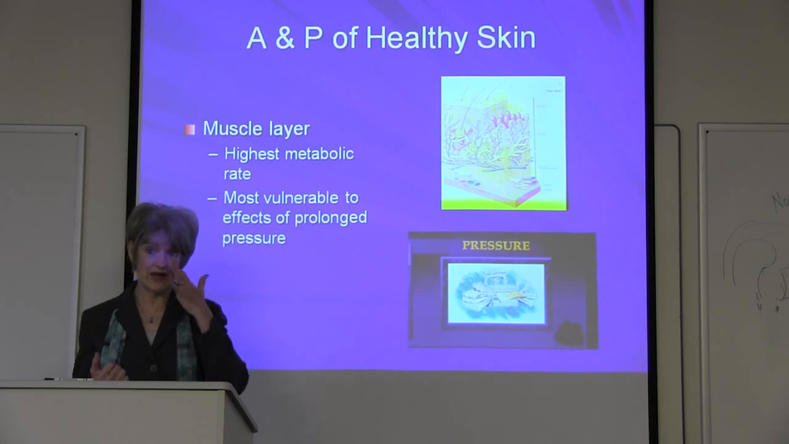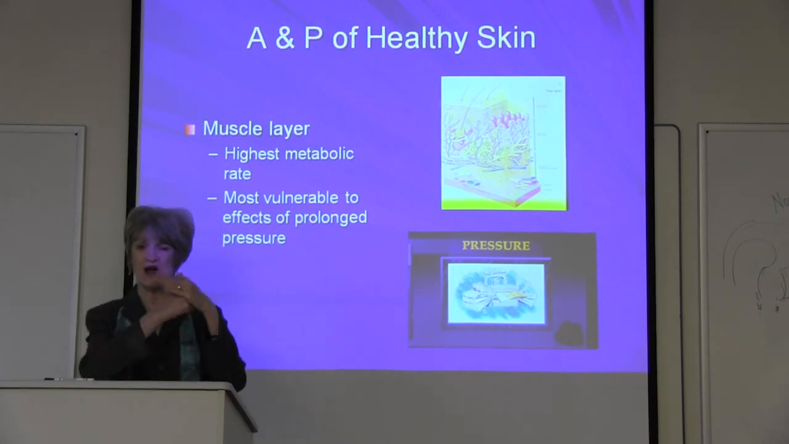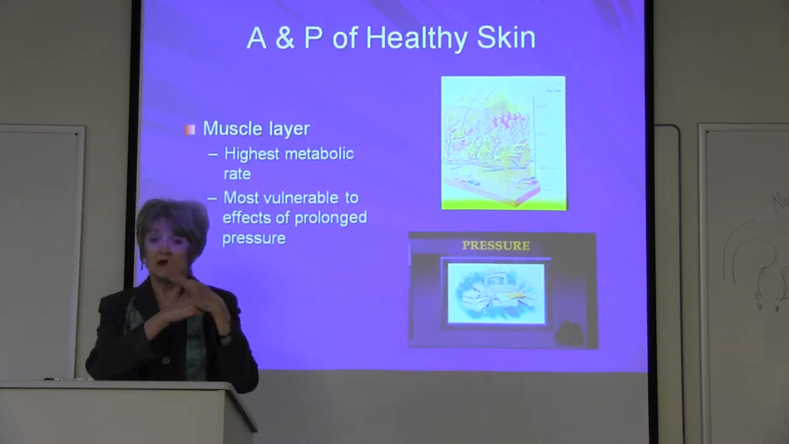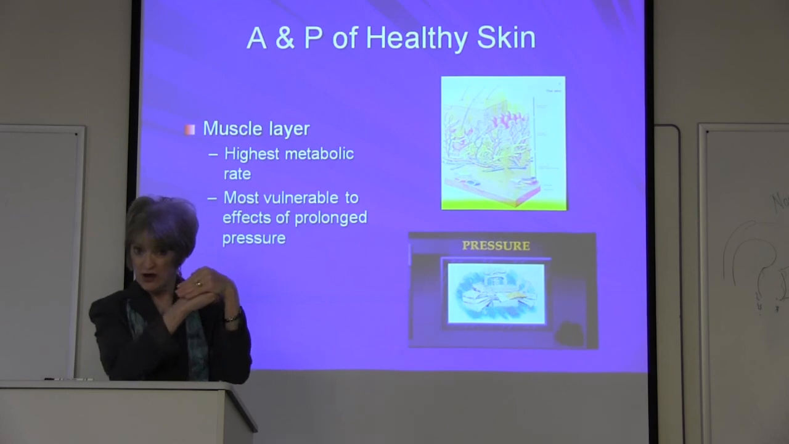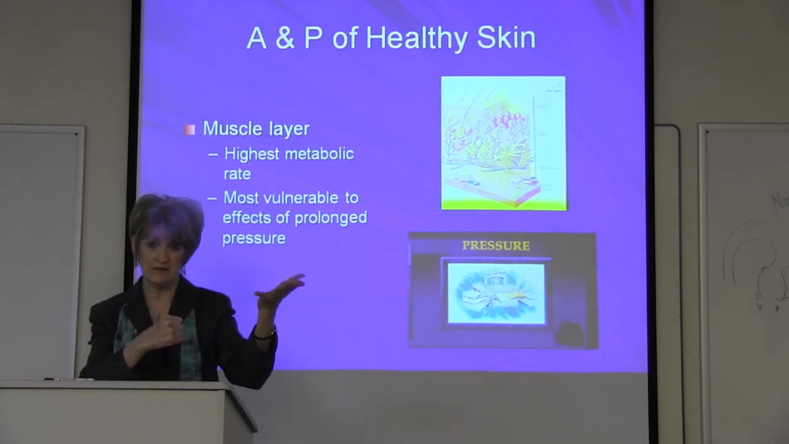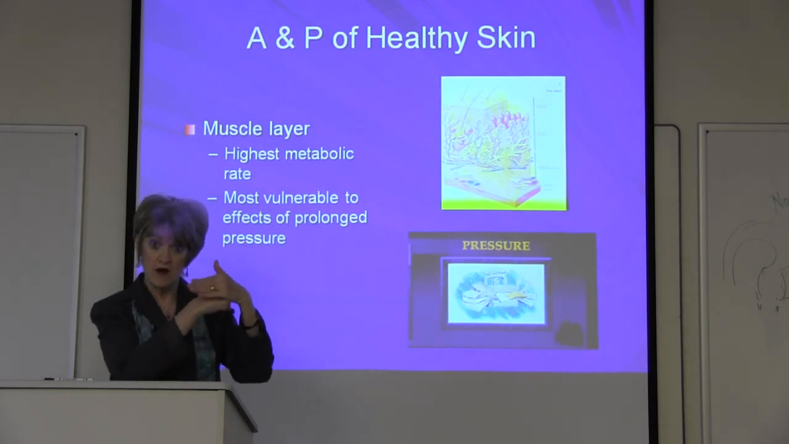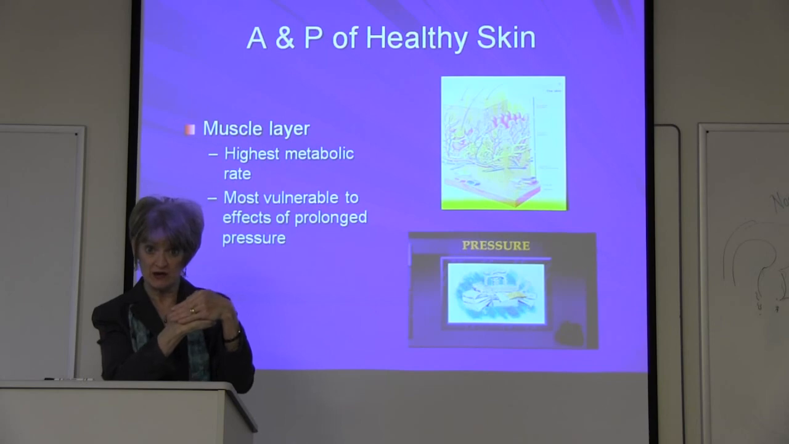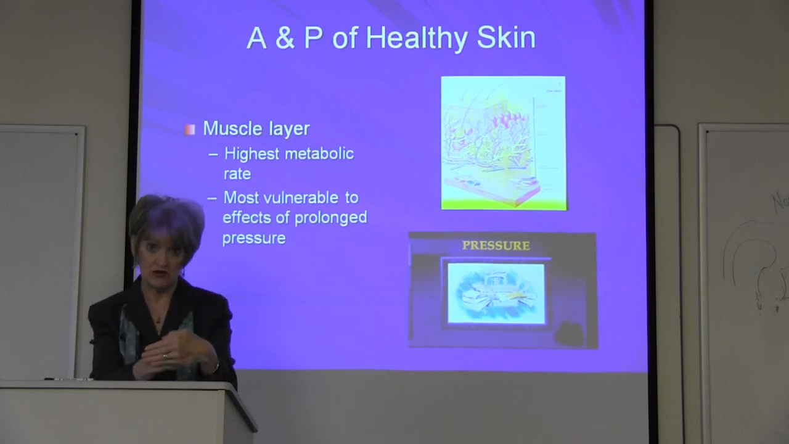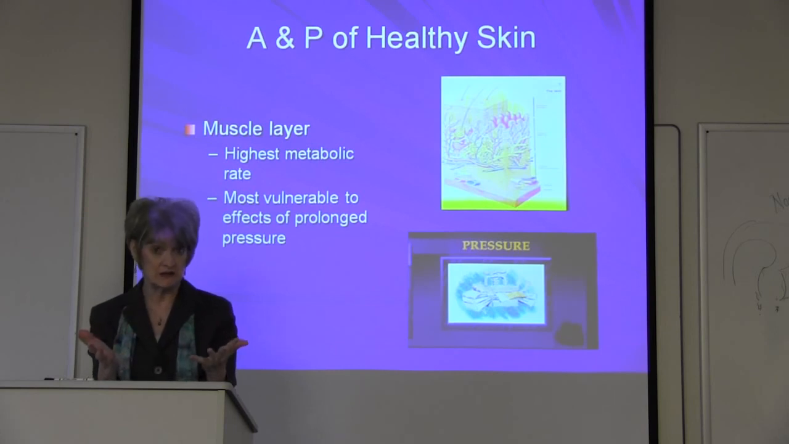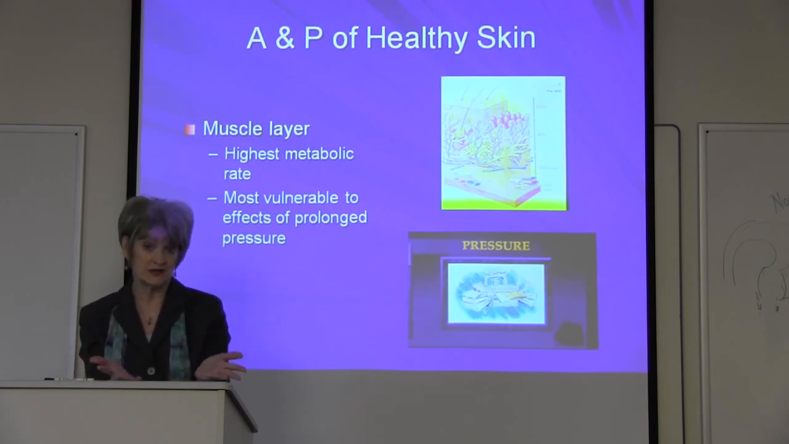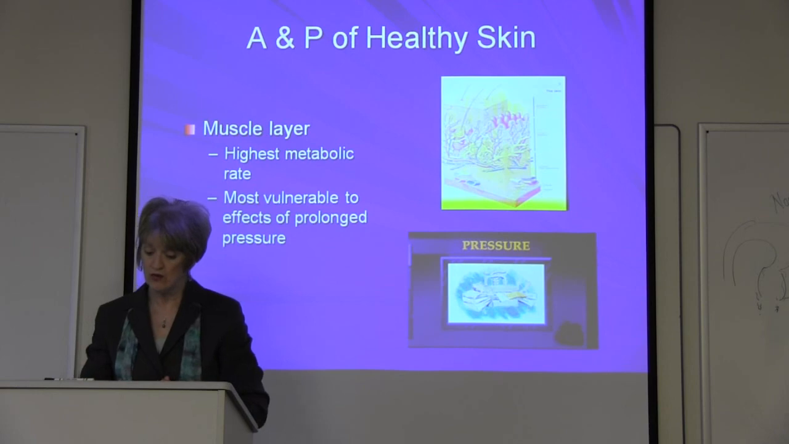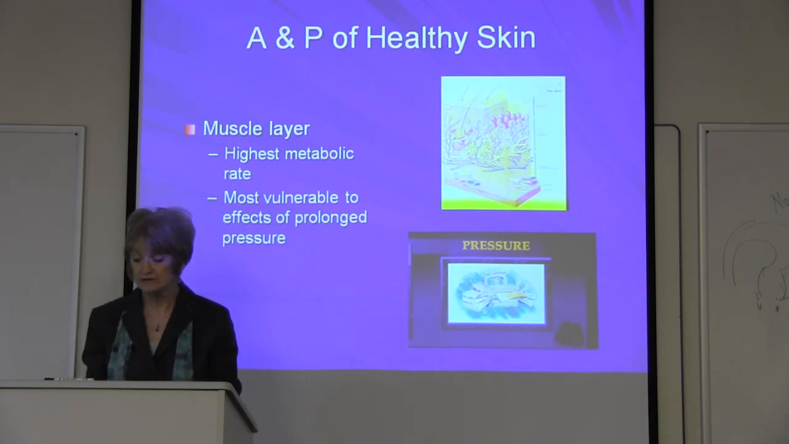Also think about the fact that the muscle layer is sitting right next to the bone. So when the tissue layers are compressed between, say, the bed and the bone, the bone is actually digging into the muscle, and you're going to get the greatest level of compression right there at the very level where you have the highest metabolic rate. So you want to think of the muscle layer as being the most vulnerable layer to ischemic changes and the point where pressure ulcers begin.